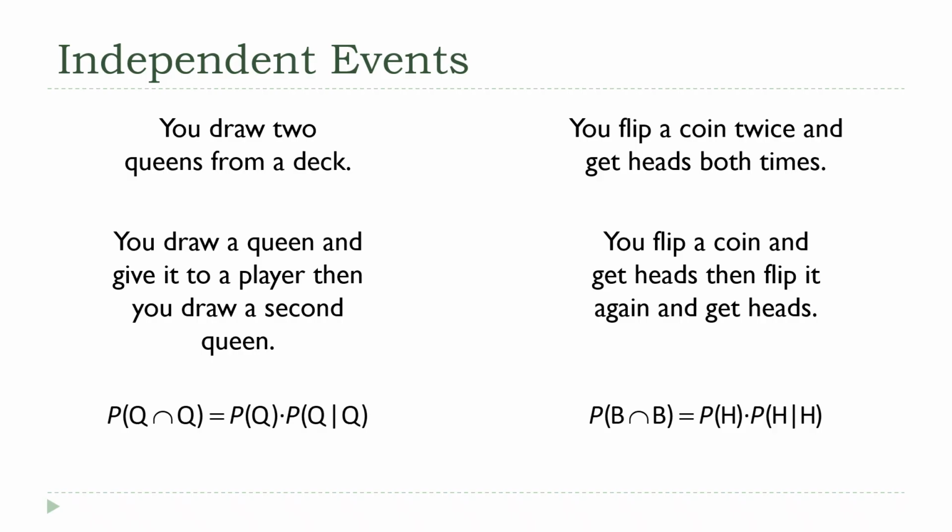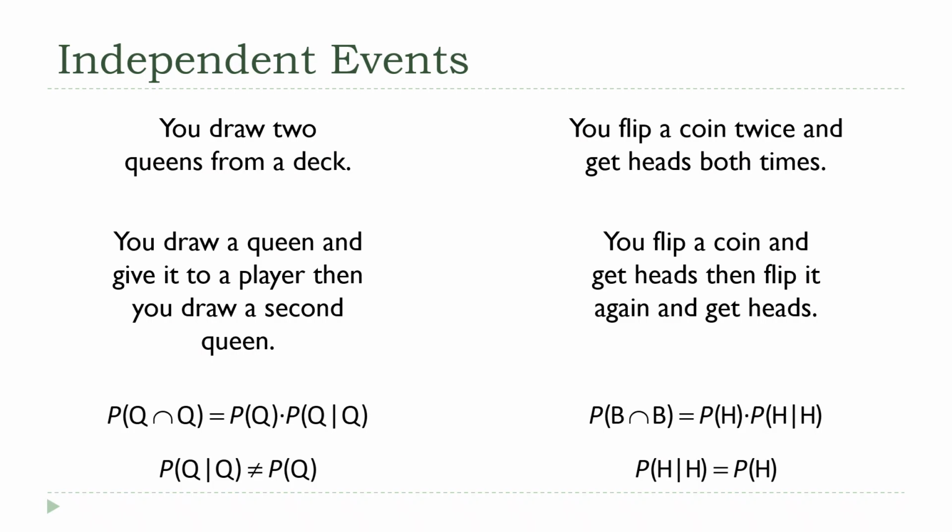Now, here's the key difference between these two. With the coin situation, the probability of getting heads, given that the first toss was heads, is still a half. It's still just the probability of getting heads. That first toss doesn't in any way impact the result from the second toss. Or on the other side, for example, the probability of drawing that second queen is not the probability of drawing a queen, because we didn't put the card back. Right? So the number of cards in the deck changed.